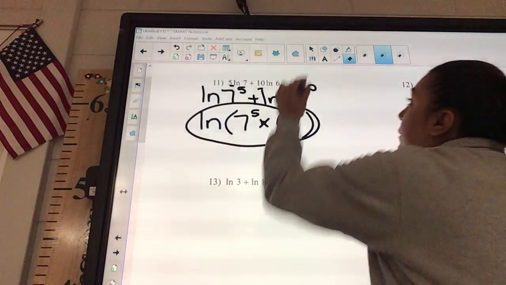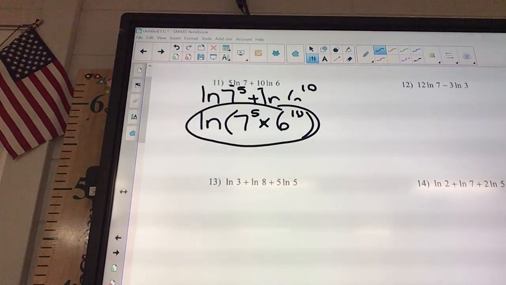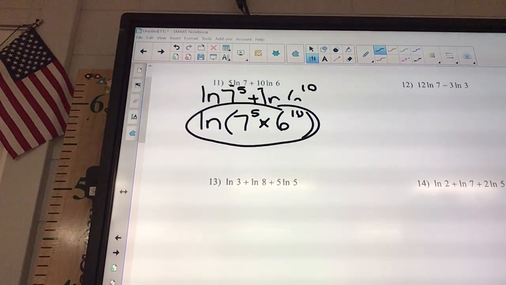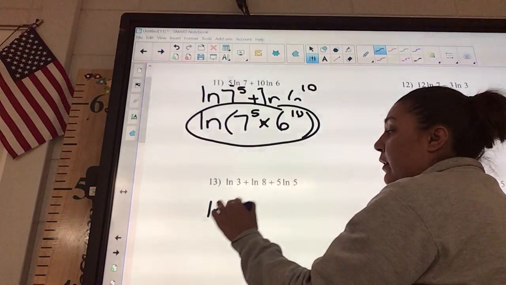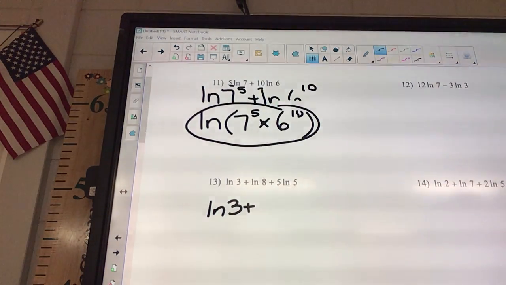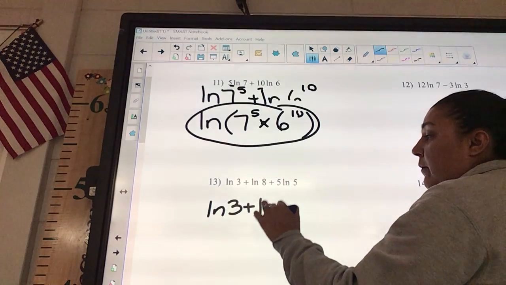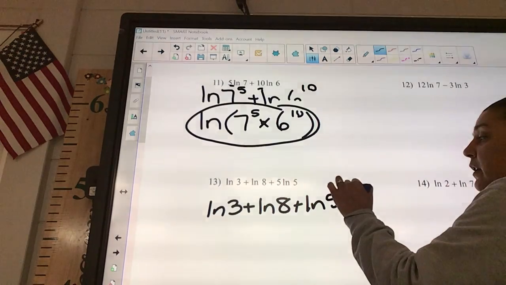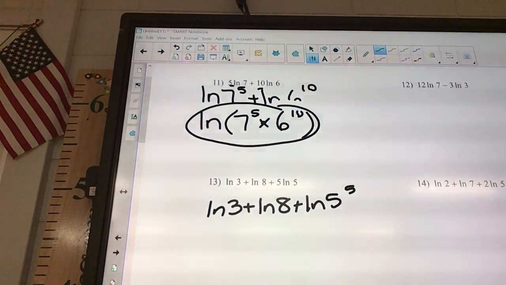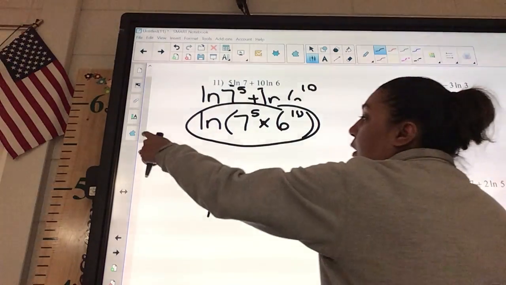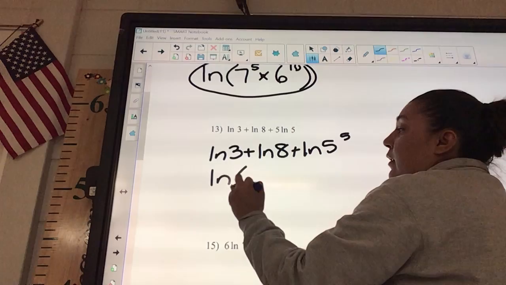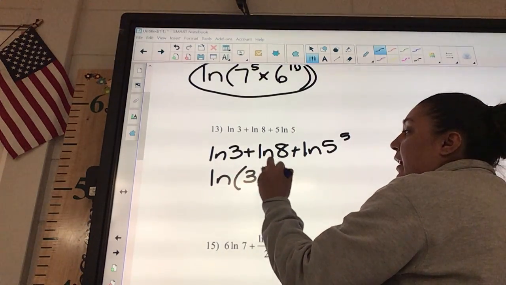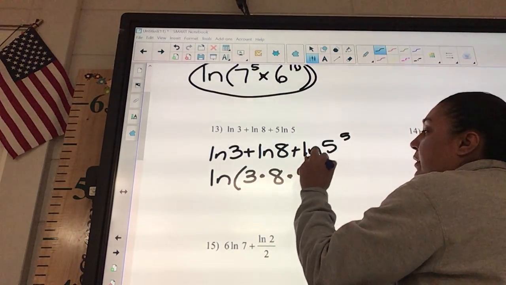Okay, so start off and move whatever pieces you've got up front. So if we look at the first part, is there anything to do? Is there a power? No. No, so it's just going to be natural log of 3. What about the second one? Natural log of 8. The third one, natural log of 15, 5 to the 5th. Okay, now this is addition, so what do we do? We're going to multiply, so it's going to be natural log of 3 times 8 times 5 to the 5th.